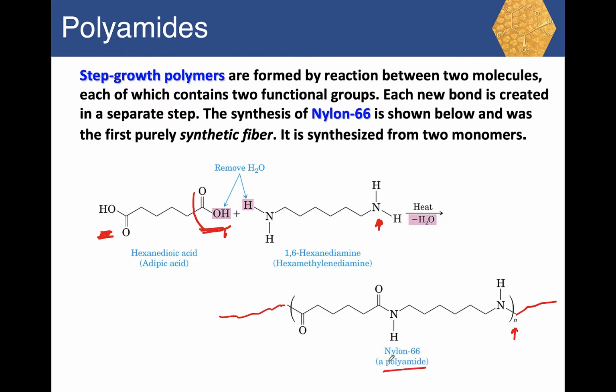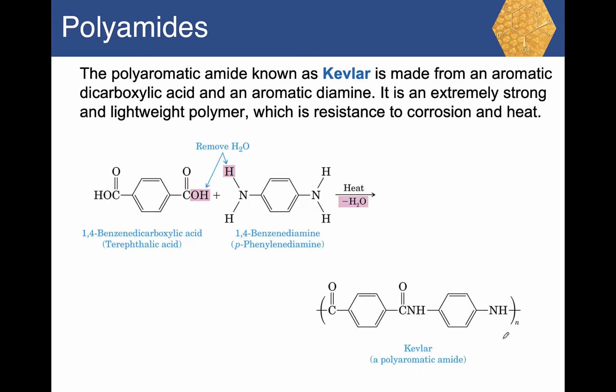This polyamide is known as nylon. Nylon 66 was one of the first synthetic fibers that was synthesized years ago. So it's used to make stockings and different garments. It's synthetic, and this is what it looks like. Let's look at another example.